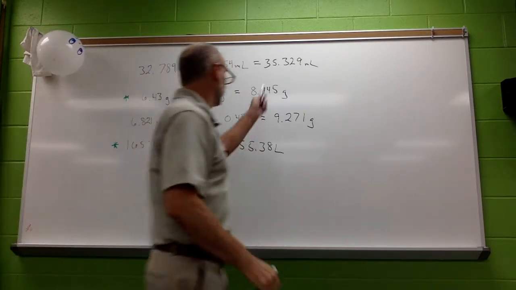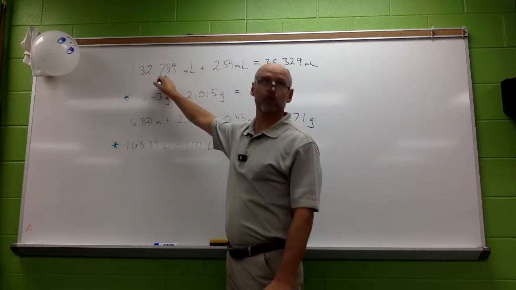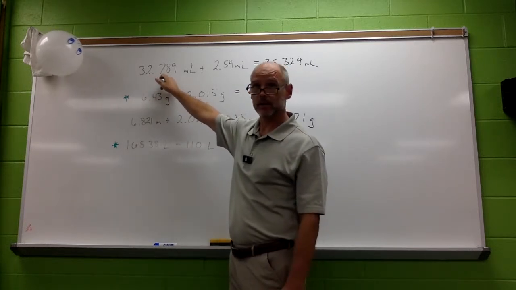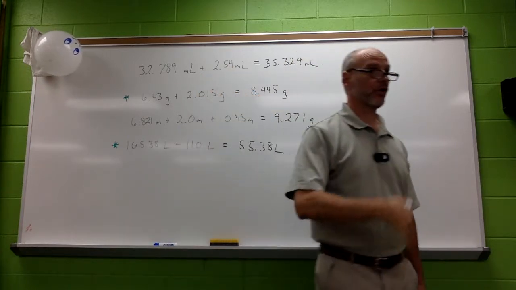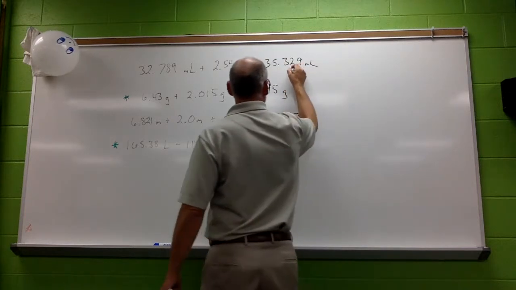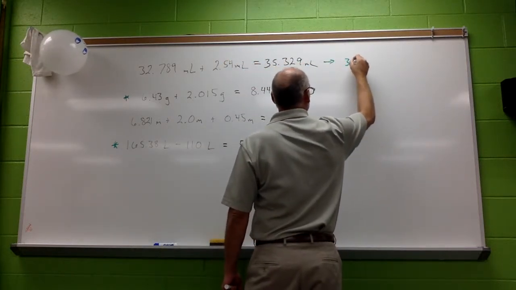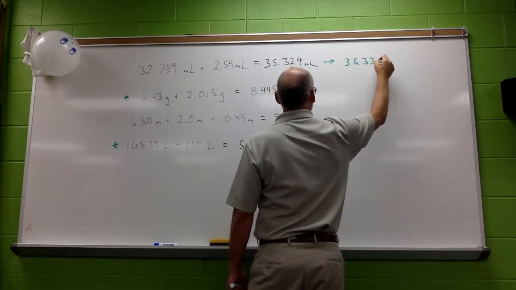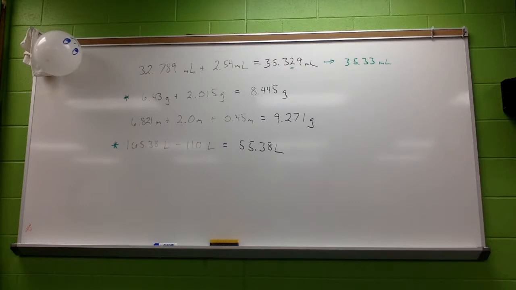Okay, let's do this one first. Obviously, addition. To what precision level is this measurement made? And this one is measured to the hundredths place. Therefore, we are going to round our answer to the hundredths place, which is right here. So the correct answer would be 35.33 milliliters. Everyone hunky-dory? Pretty darn easy, wouldn't you agree?